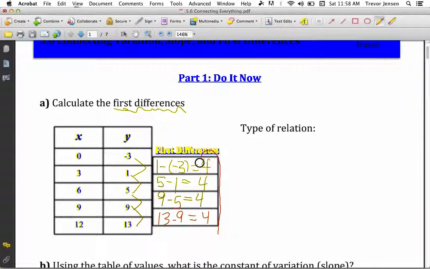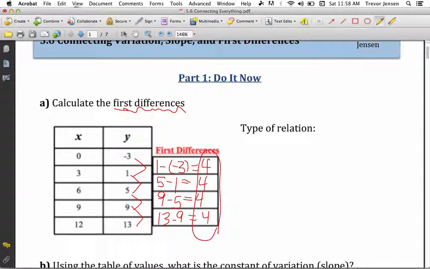So you'll see the first differences are all constant. It increases by 4 each time. Because our first differences are constant, it's increasing at a constant rate, therefore it is a linear function. If when we calculate our first differences, we didn't get the same number each time, that would mean it's not increasing at a constant rate and it would have been a nonlinear function.